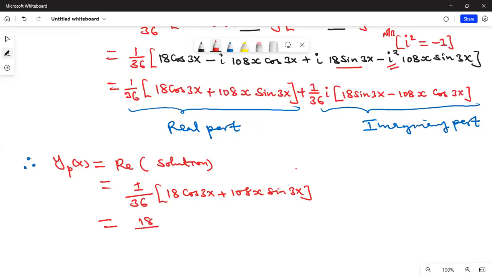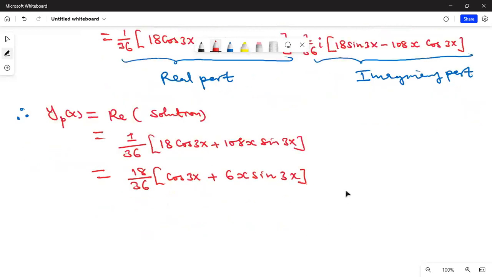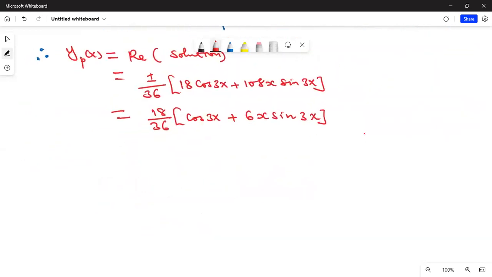18 over 36. So that here we have cosine of 3x plus 6x sine of 3x. And 18 over 36, that is simply 1 over 2. So this is the same as 1 over 2 times cosine of 3x plus 3x sine of 3x. So that's our particular integral.